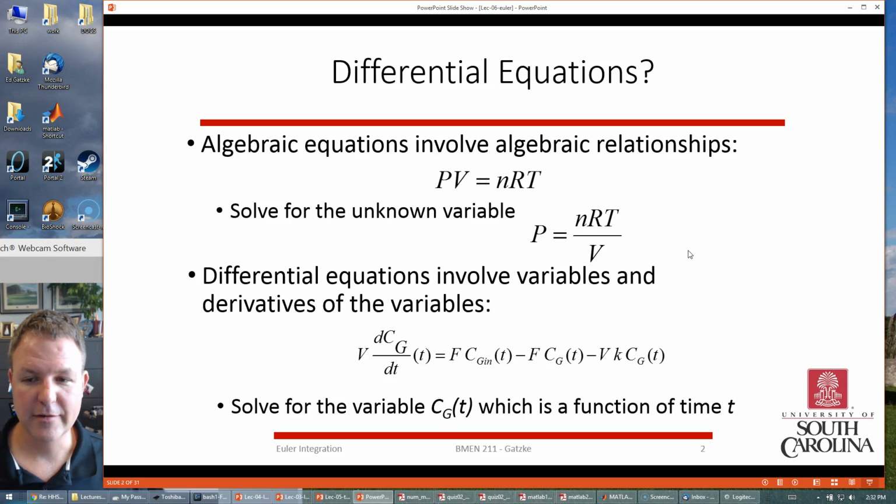Now, differential equations involve variables and derivatives of the variables. So in this case, we have a mass balance for something flowing in with a concentration, flowing out with a concentration, a reaction. Then we have an accumulation rate. Now the things we don't know, say if we know the value coming in, we don't know this concentration C sub g, and we don't know the derivative of C sub g. And C sub g is a function of time. So we have to not solve for the concentration, we can solve for the concentration as a function of time.